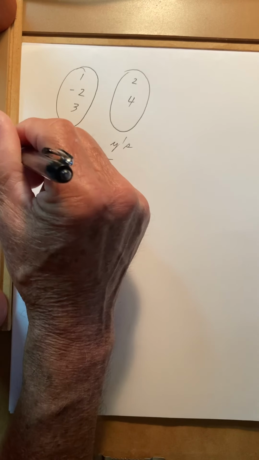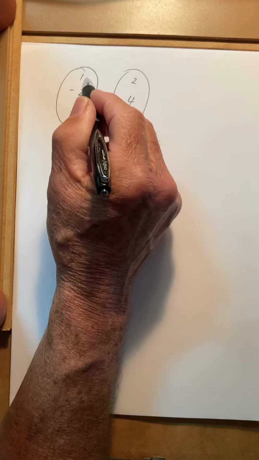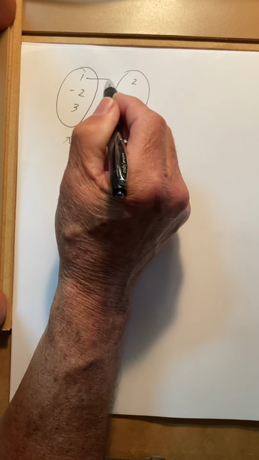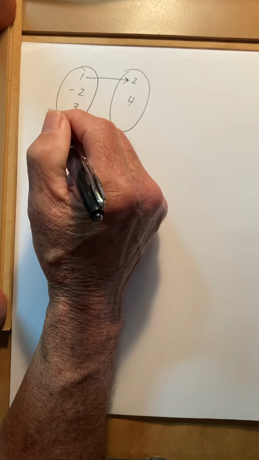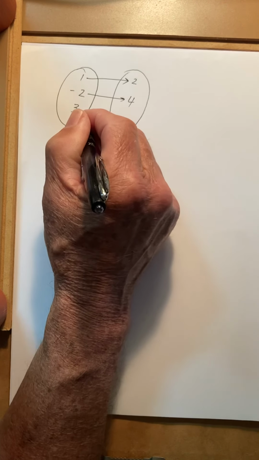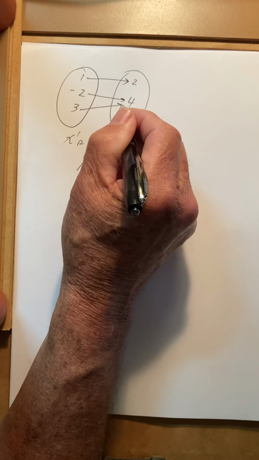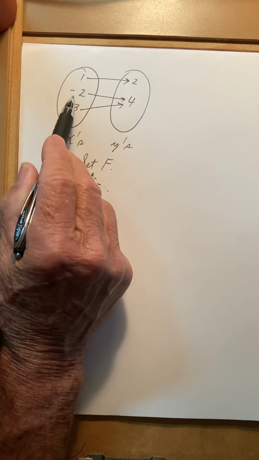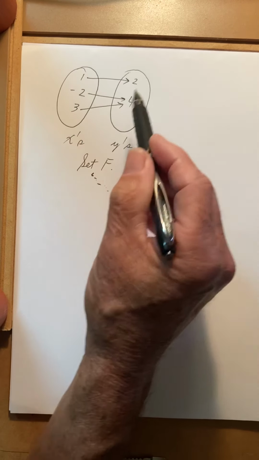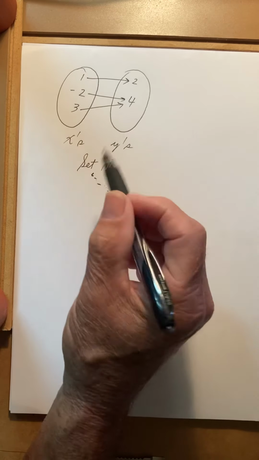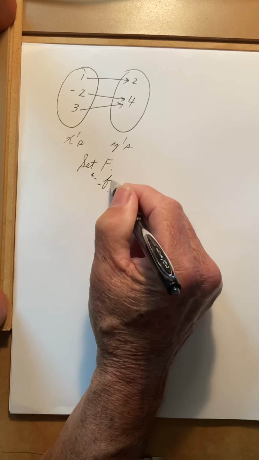So we're now going to take the 1 in the first ordered pair, and it's connected to the 2, so we'll draw an arrow to it. The second one is connected to a 4, and then the third one is also connected to a 4. But if you'll notice, there's only one arrow from each x to some y. As long as there's only one arrow from each x, you have a function. So f is a function.